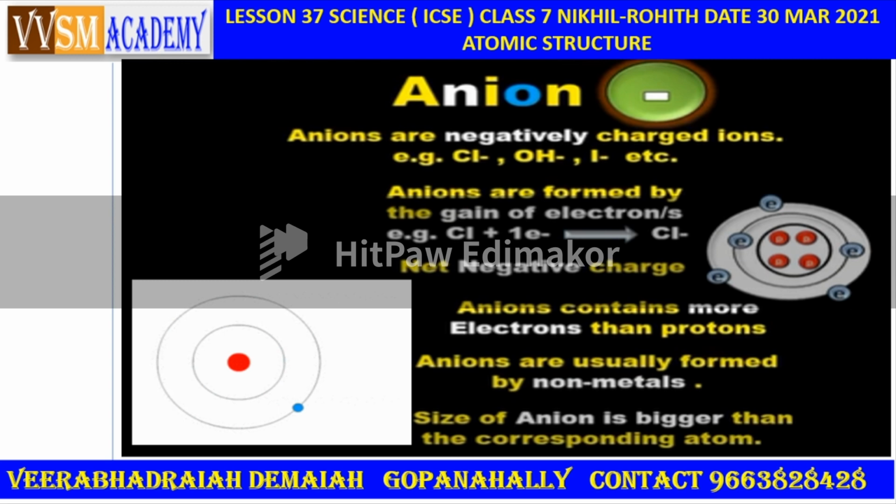Example, chlorine, if it accepts an electron. Chlorine atomic number is 17. Write the electronic configuration 1s2, 2s2, 2p6 and so on. The net negative charge: anions contain more electrons than protons. Anions are usually formed by non-metals like chlorine, bromine, iodine, which are called halogens. Then the size of the anion is bigger than the corresponding atom because it accepts the electrons. Generally, it increases the size of the anion, which is a negatively charged ion.